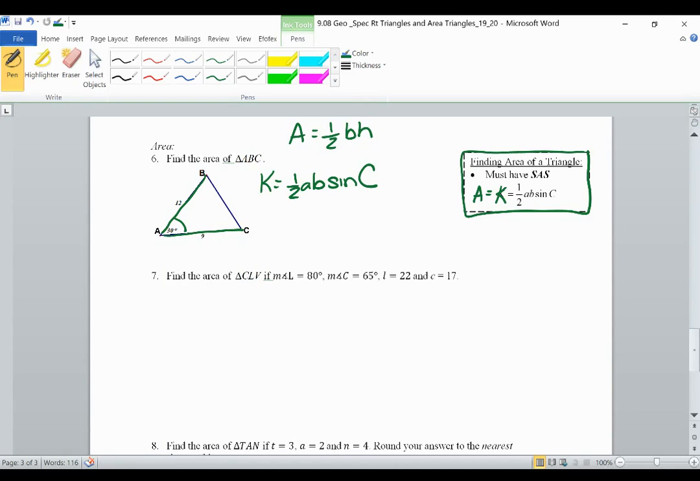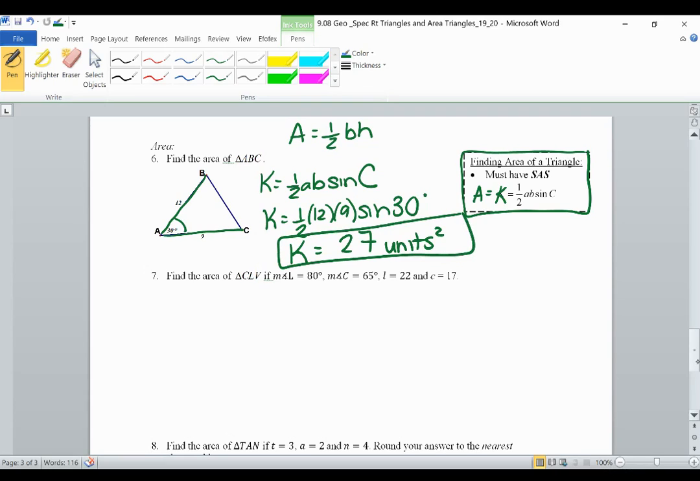All right, so we've got 1/2. Our side lengths are 12 times 9 times sine of our angle, which is 30 degrees. So we can type this one right into the calculator. We get 0.5 or 1/2 times 9 times 12 times the sine of 30. Make sure you're in degree mode. That will give us 27, and that's just units squared, the area of that triangle.